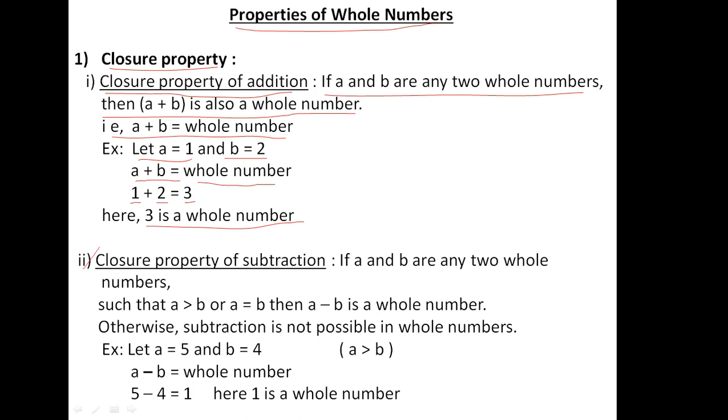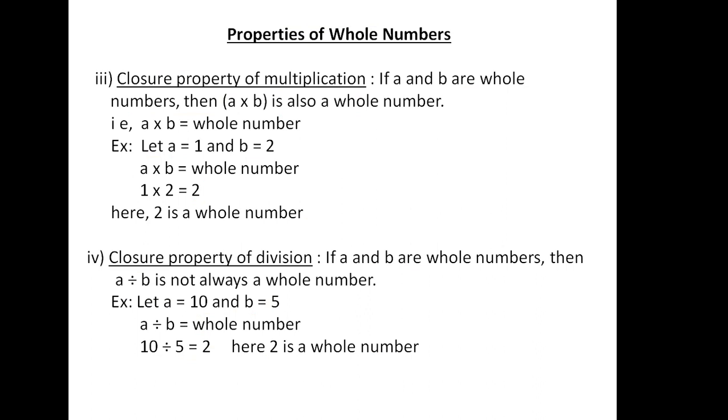Now the second property, closure property of subtraction. This property says that if a and b are any two whole numbers such that a is greater than b or a equals b, then a minus b is a whole number. Otherwise, subtraction is not possible in whole numbers. For example, let a equals 5 and b equals 4. Here 5 is greater than 4. It means that a is greater than b. So a minus b will be a whole number. When we put the values of a and b, that is 5 minus 4, it will be 1. And here 1 is what? A whole number.